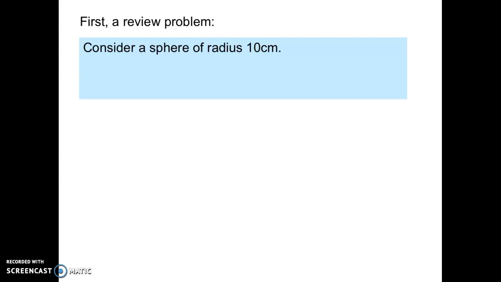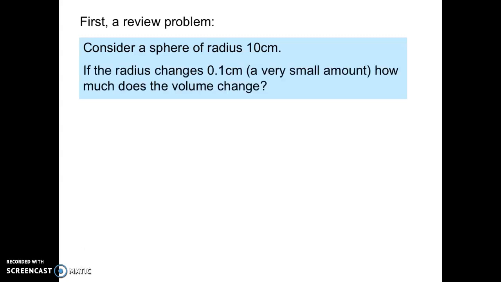Remember back when we were talking about differentials and linear approximations in the last unit. We did a problem where we considered a balloon or a circle. In this case, I'm considering a sphere of radius 10. If the radius is changing by 0.1 centimeters, a very small amount, remember this is considered a differential, how much does the volume change?